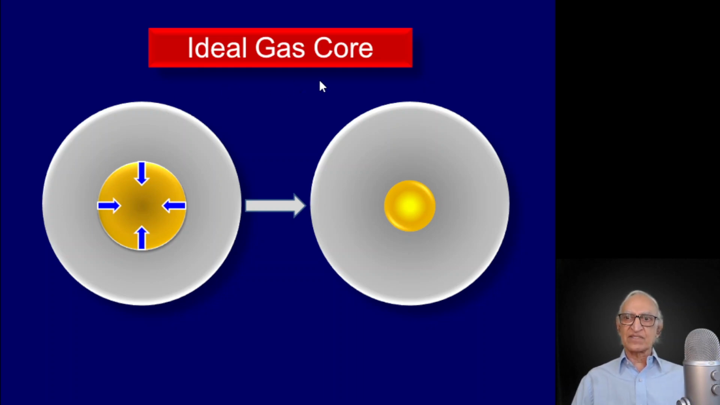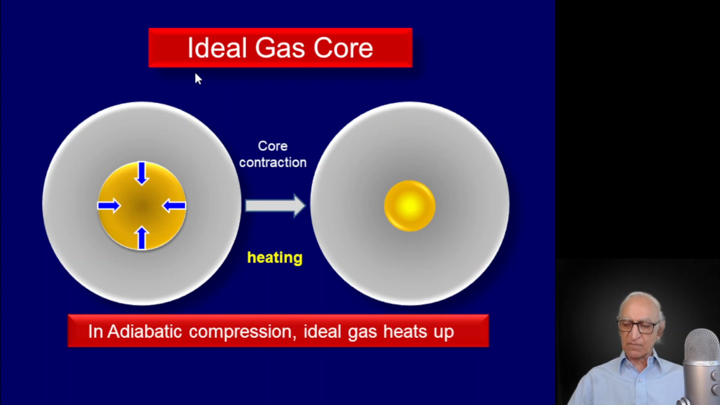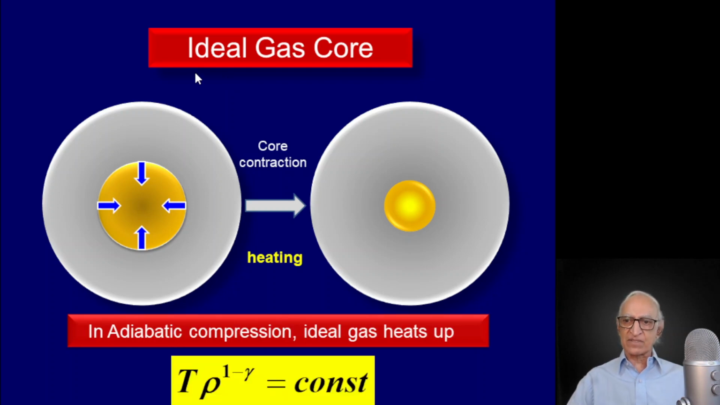Let us first consider the case where the gas in the core is classical and obeys Boyle's law. Now as the core contracts, it will heat up. Why will it heat up? Because in an adiabatic compression, this is the relation between temperature and density.